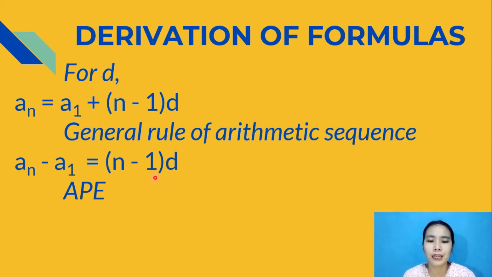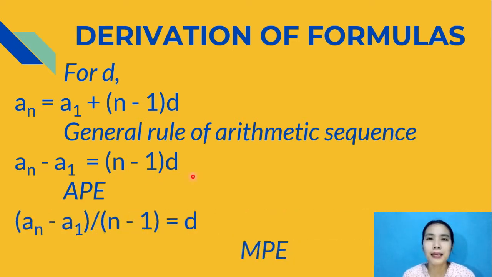We need to eliminate n minus 1 beside d. That is why we apply the multiplication property of equality or MPE. We multiply this whole equation by 1 over n minus 1. A sub n minus a sub 1 times 1 over n minus 1 is equal to a sub n minus a sub 1 over n minus 1. N minus 1 times d multiplied by 1 over n minus 1, our n minus 1 will be cancelled, so the remaining will be d.